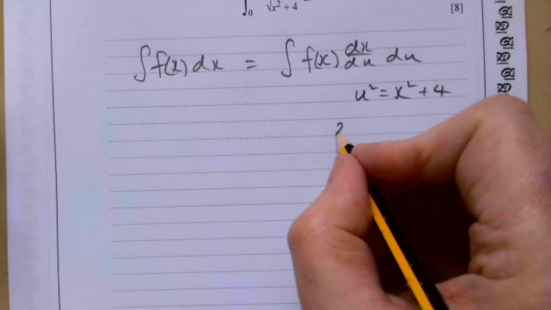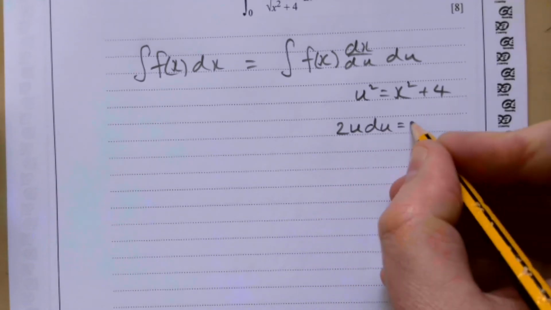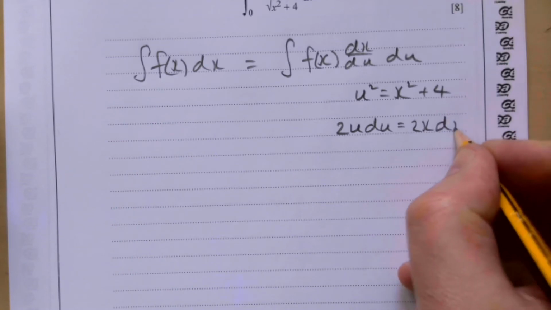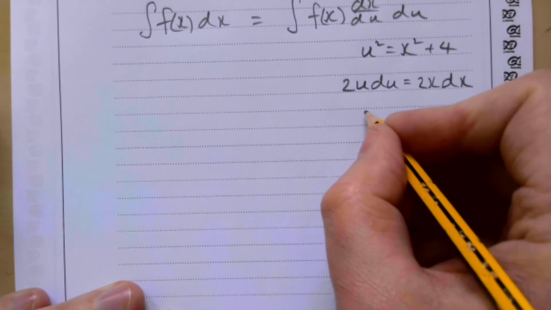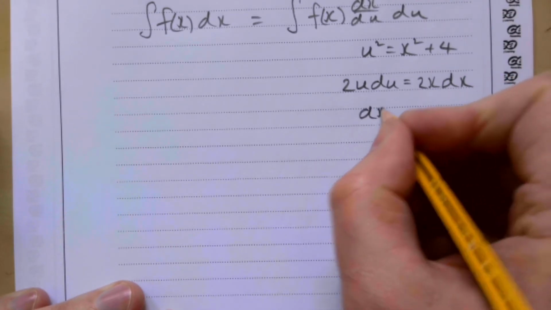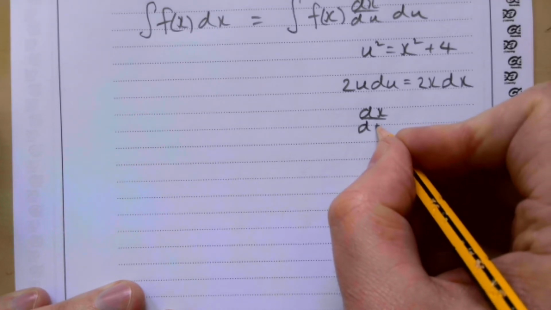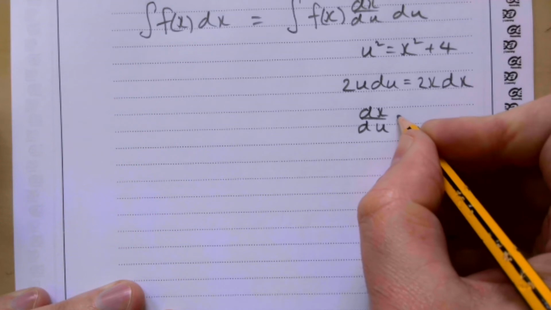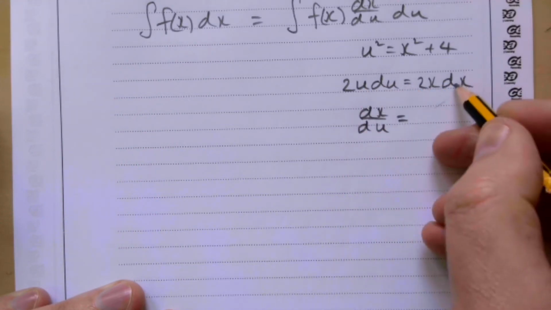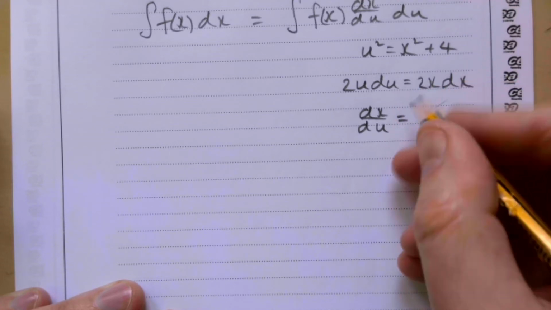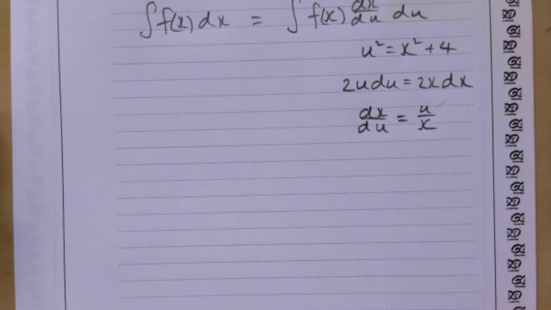So we're going to go 2u du equals 2x dx. That means dx by du equals, what am I doing here? I'm doing that divided by that, so it's then going to be u over x, isn't it? So that then is hopefully fine.